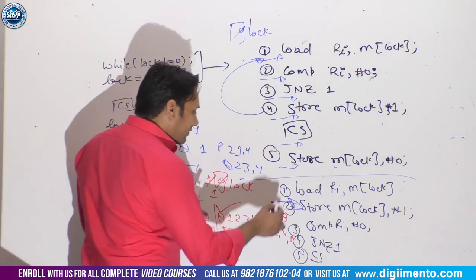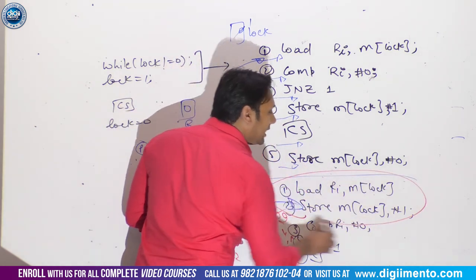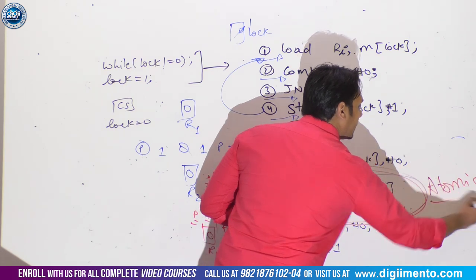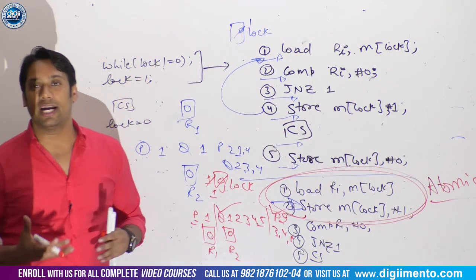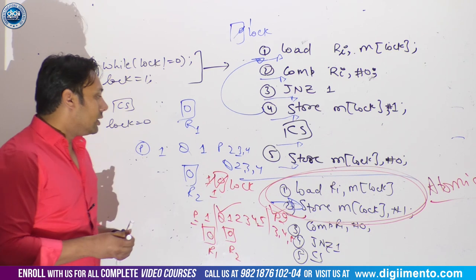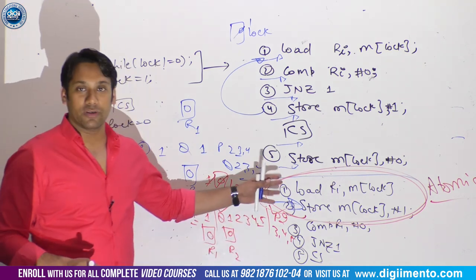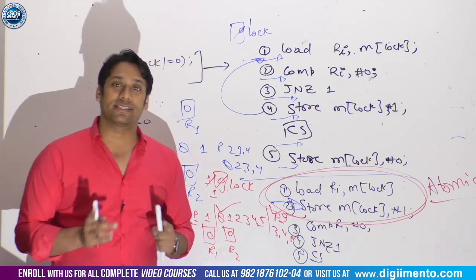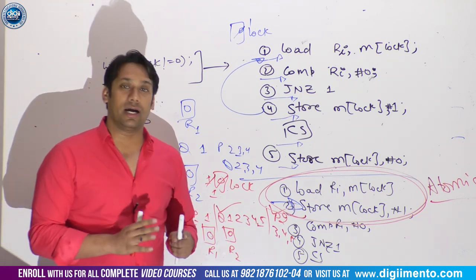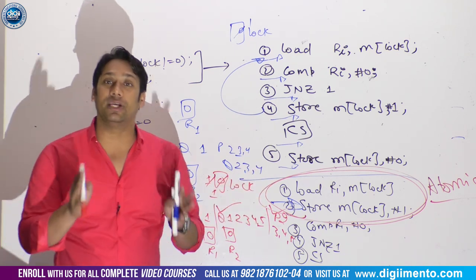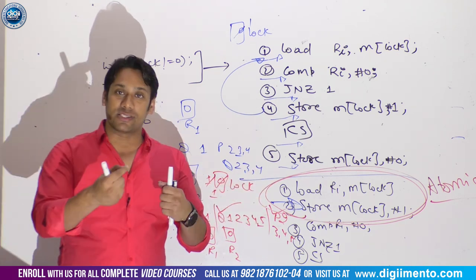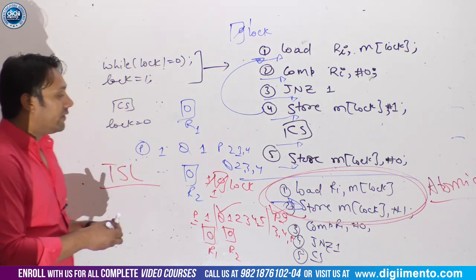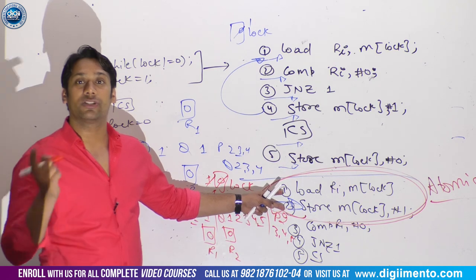That means, what if somehow we can combine these two statements and make it an atomic statement? Atomic statement means both of these two statements should execute simultaneously. Dono statements ek saath execute honi chahiye aur inke beech mein koi bhi preemption nahi hona chahiye. We can create a special instruction called a TSL instruction, test and set lock instruction, which is going to combine both of these two statements together.